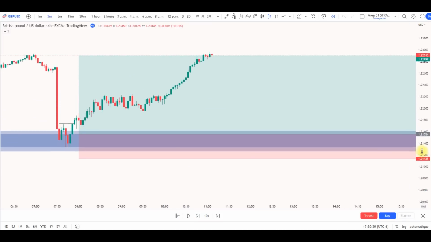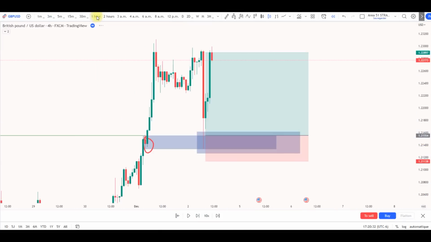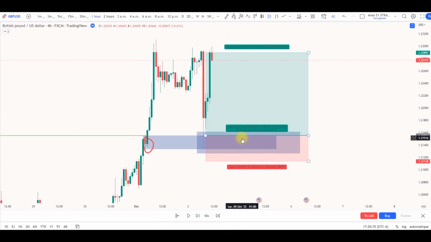Boom. You hit another target right there. How much are you risking here? You're only risking about 41 pips, but what you're making is 134 pips. This is 3 times what you're risking.